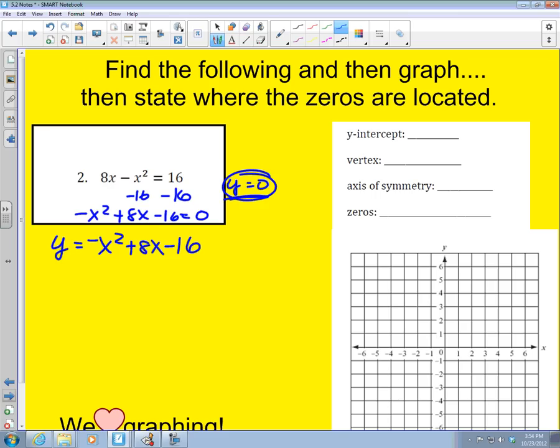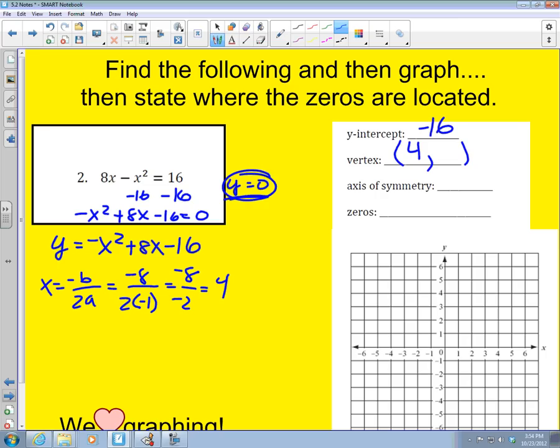Y-intercept, negative 16. It's not even going to be on the board, so I'm not too worried about it. My vertex is going to be, okay, x equals negative b all over 2a. So we got negative 8 all over 2 times negative 1. So we got negative 8 over negative 2, or 4. A couple things. My x value, my vertex is 4, and my axis of symmetry is x equals 4. So right through here.